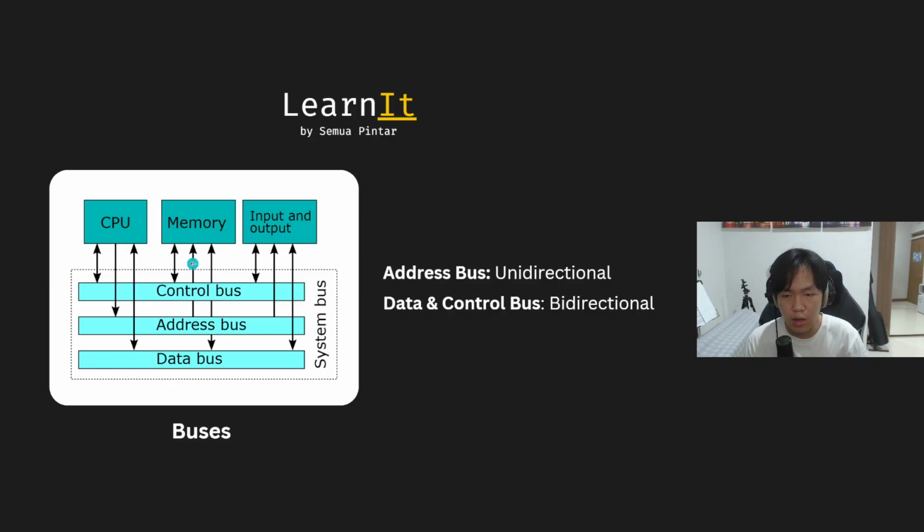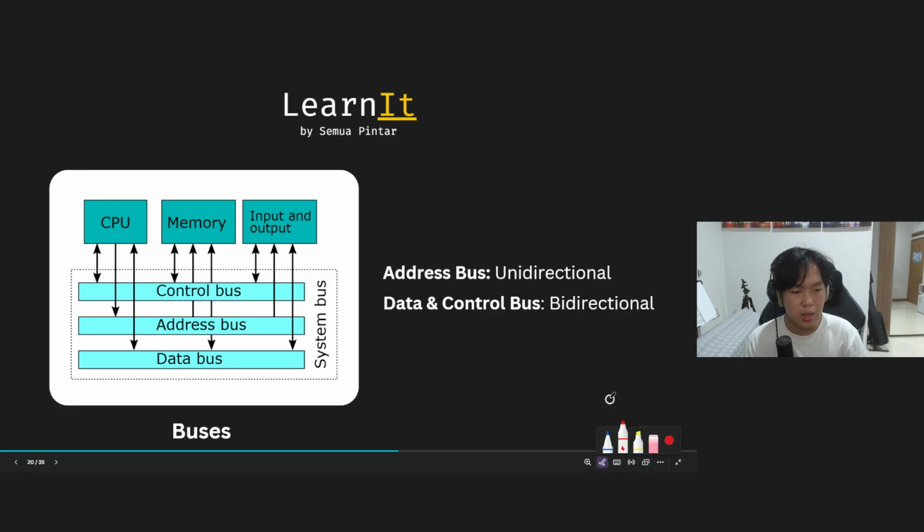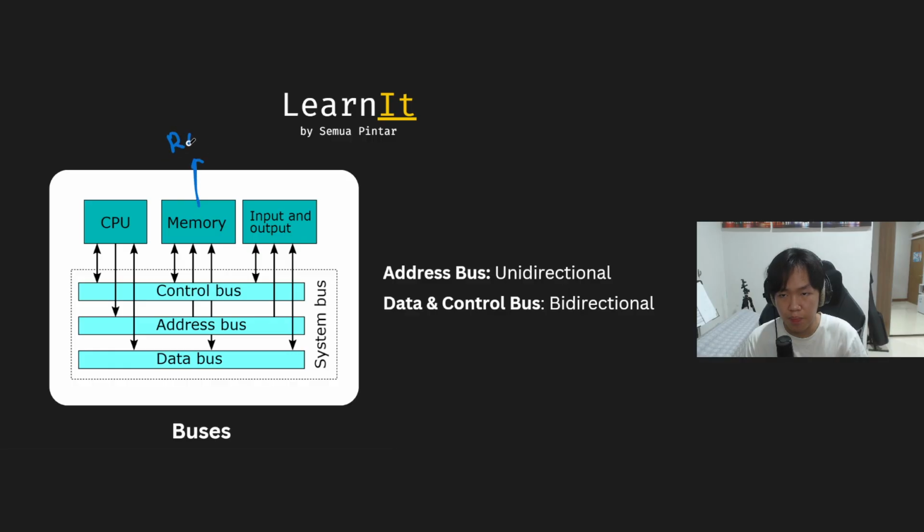So there are the control bus, address bus, and data bus, connecting the CPU, memory, and input and output. This memory again is the RAM, so they're the same thing. Don't get confused. Essentially, the address bus is unidirectional, and uni in this case means 1. The data and control bus are bidirectional, and bi here means 2.